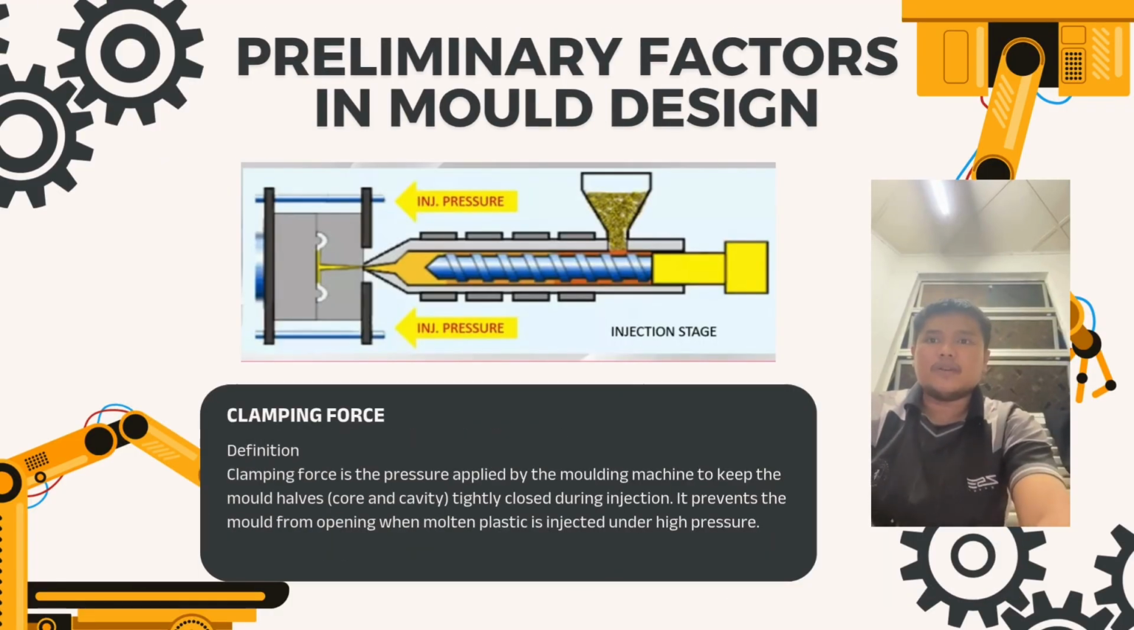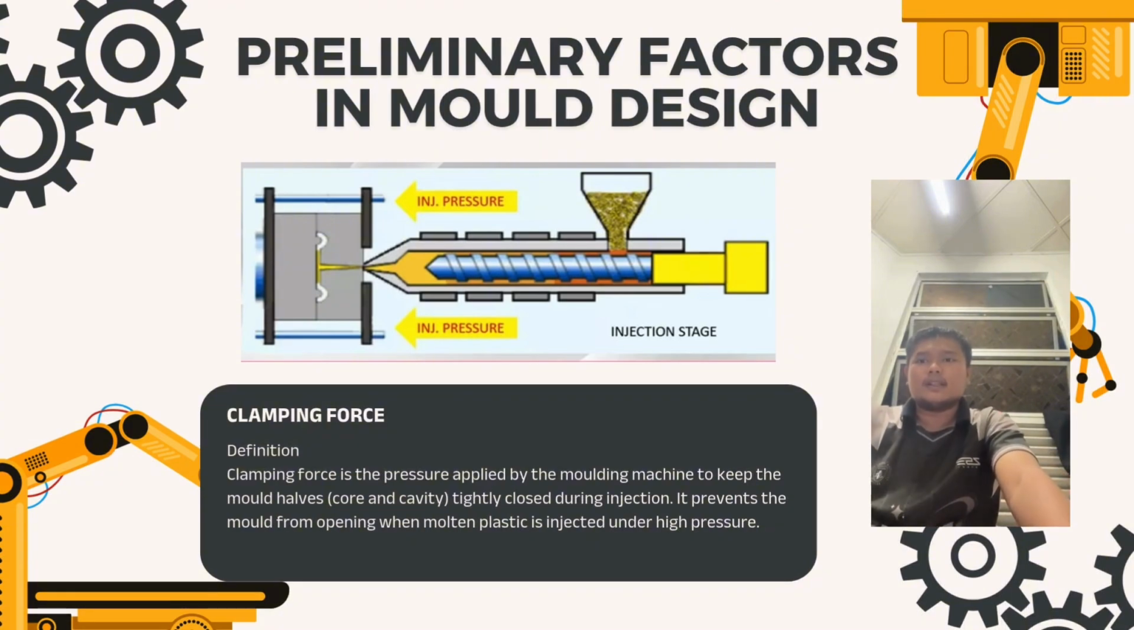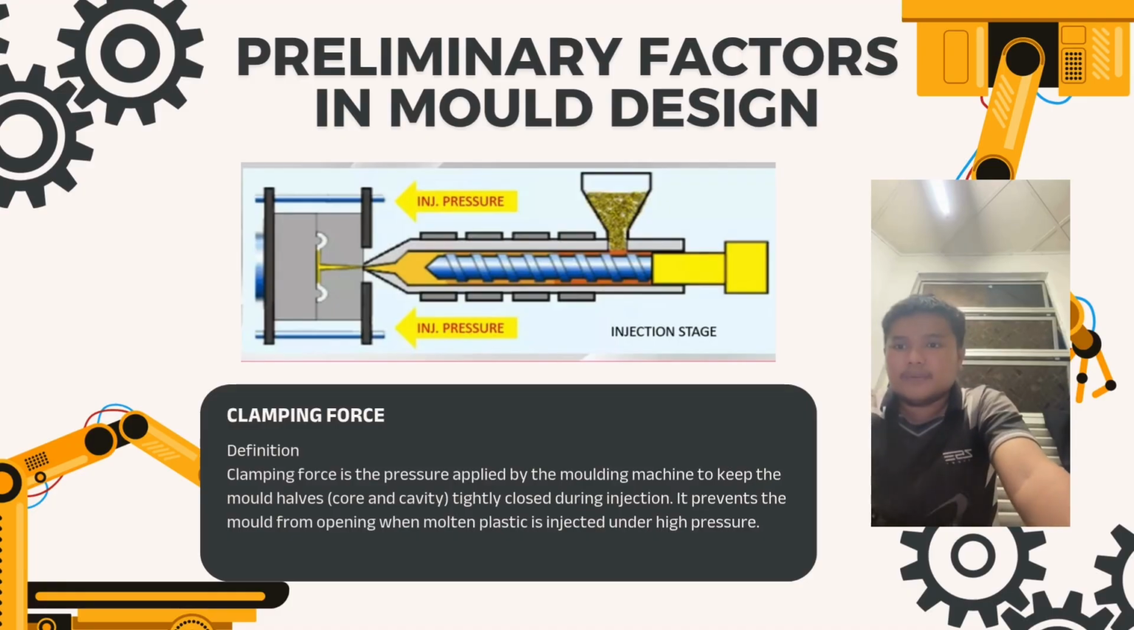Okay, next is preliminary factors in mold design. First example is clamping force. For the definition, clamping force is the pressure applied by the molding machine to keep the mold's halves tightly closed during injection. It prevents the mold from opening when molten plastic is injected under high pressure.